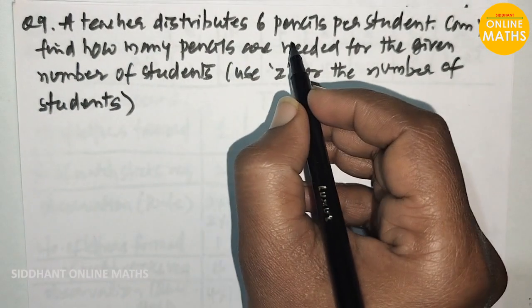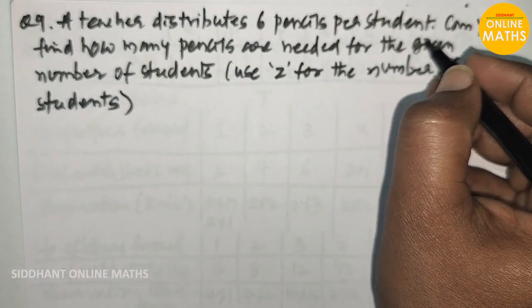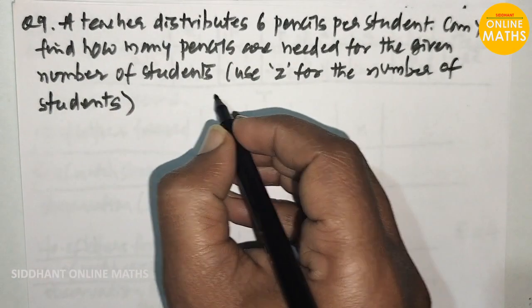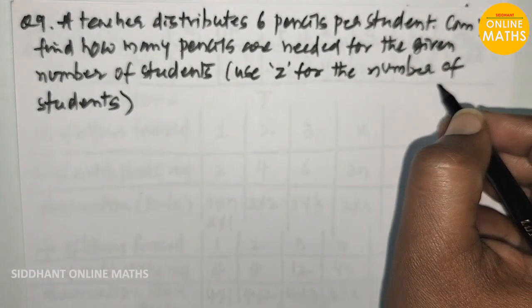Question number 9. A teacher distributes 6 pencils per student. Can you find how many pencils are needed for the given number of students? Use Z for the number of students.